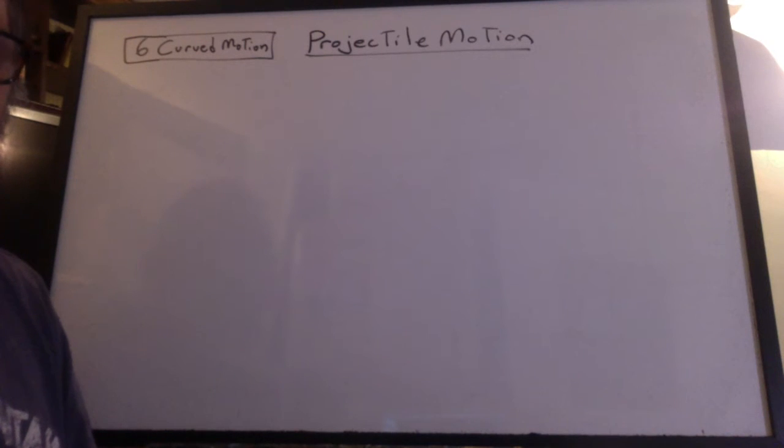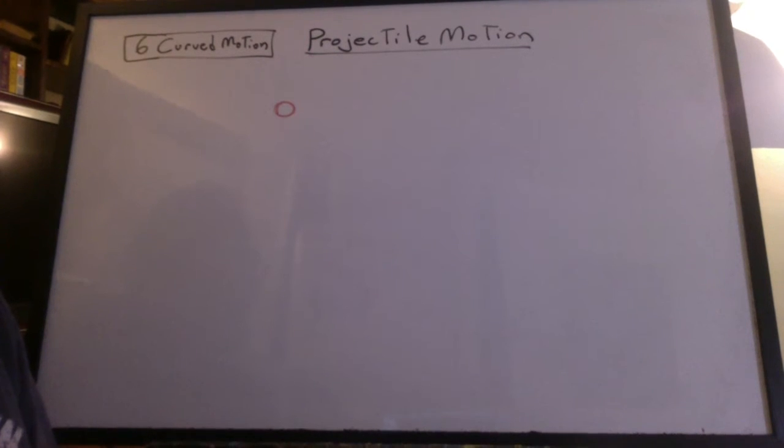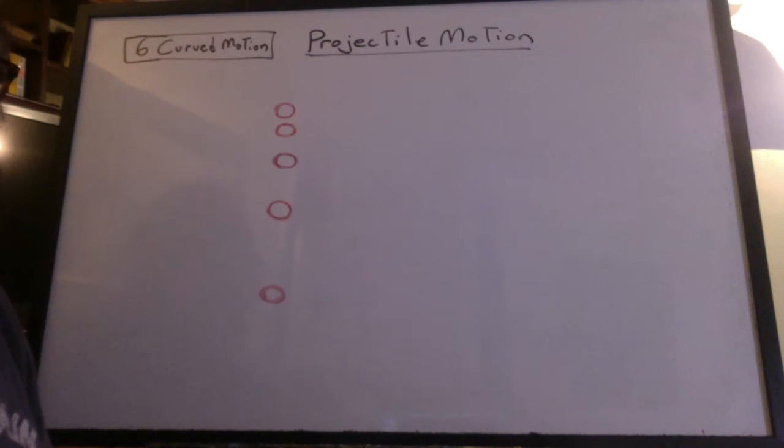So far, we've been talking about motion in a straight line. Now, Chapter 6, curved motion. First, we'll do projectile motion. We're going to start with a ball, and it'll be dropped straight down. Now, can you tell from the spacing that it's speeding up?